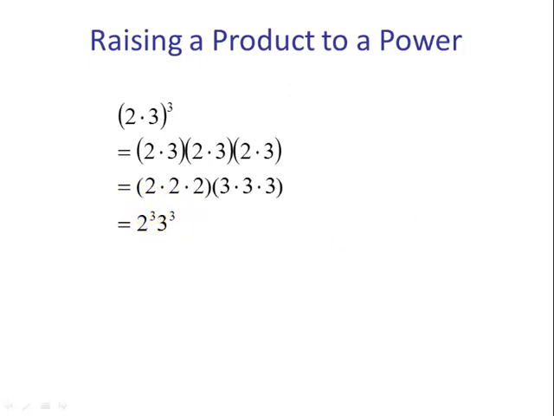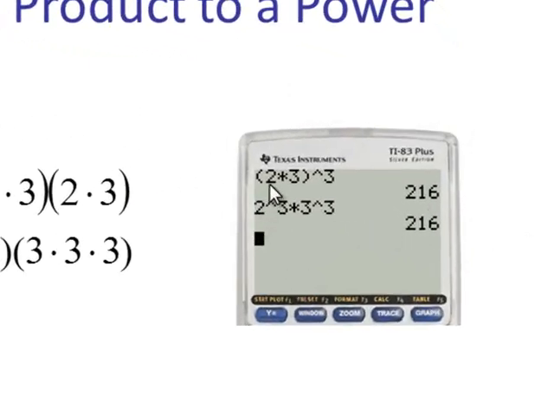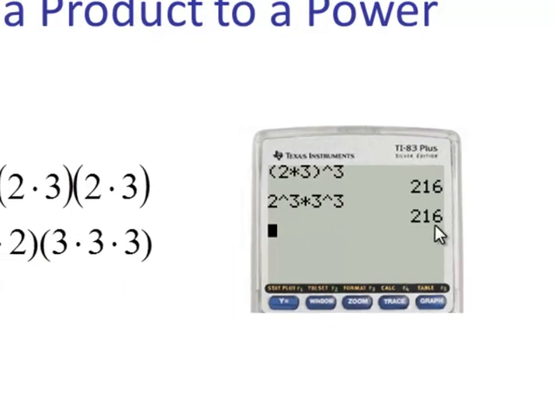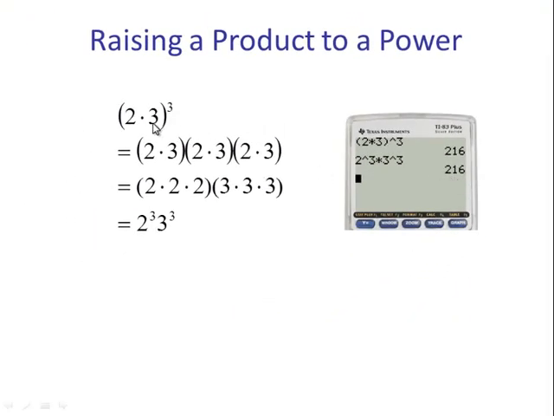Let's use the calculator to verify our answer. If we take 2 times 3 and raise it to the third power, we get 216. But that is also equal to each factor raised to the third power, and that gives us the same answer. So this and this are equivalent.